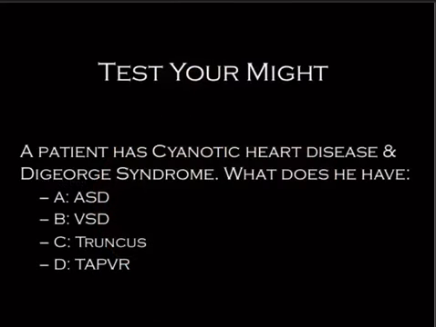All right, so moving on. Patient has cyanotic heart disease and DiGeorge syndrome. What does he have? So this is an association question. I've told you this, so we know we can eliminate here and here. We're stuck with 2 forms of cyanotic heart disease, one of which has a strong association with chromosome 22, and that would be truncus.